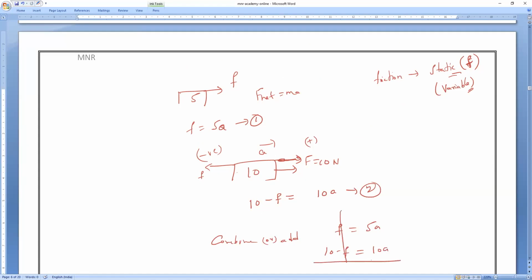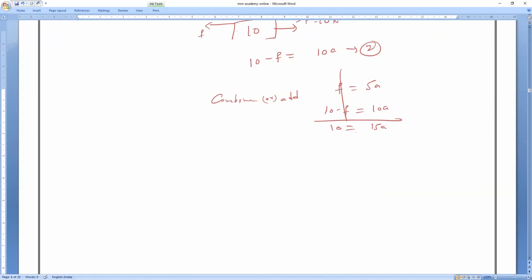So f will get cancelled. 10 is equal to 15a. So can you guess the acceleration, everybody? 2 by 3. Acceleration is equal to 10 by 15 meters per second squared, which is equal to 2 by 3 meters per second squared. Am I right, guys? All of you?